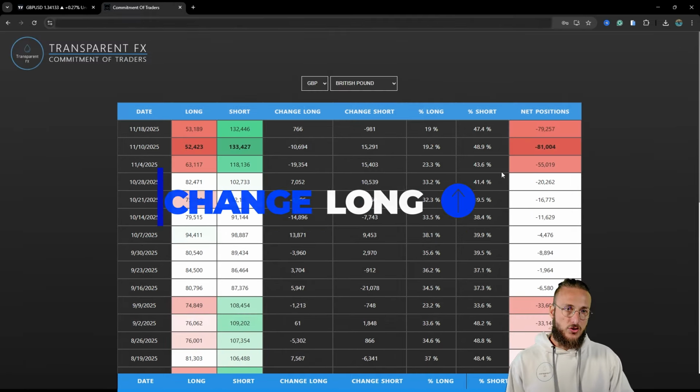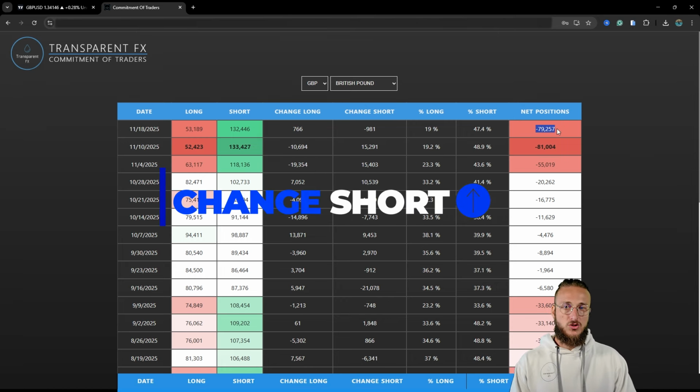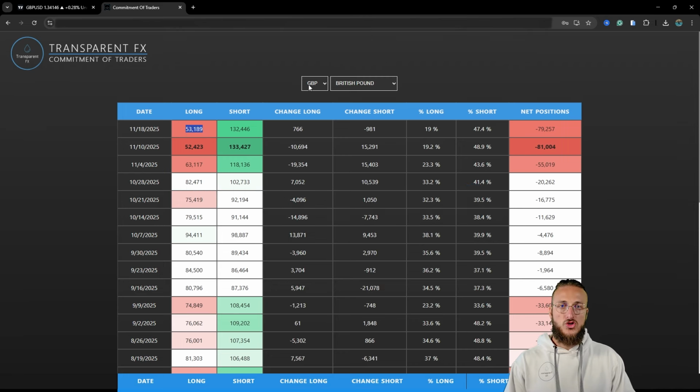However, in the very short term, we can see the complete opposite. Institutions are now adding shorts. We have now reached a negative net positioning with more shorts than longs from an institutional perspective on GBPUSD.